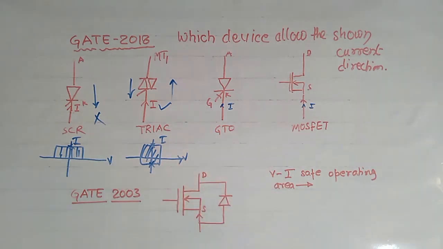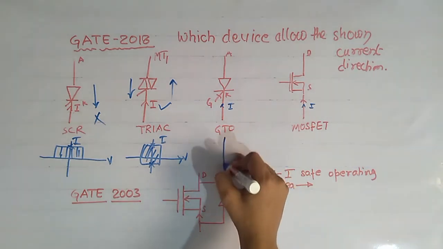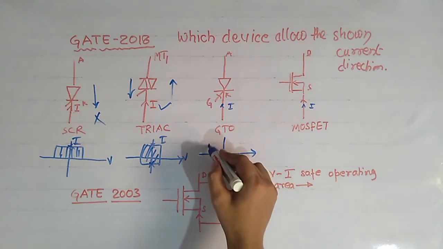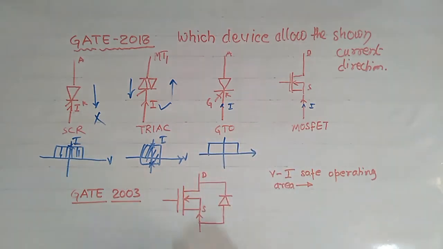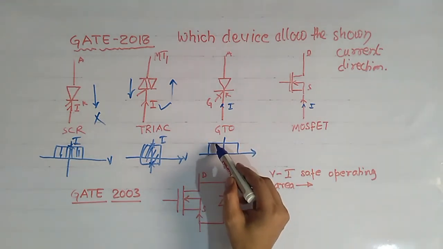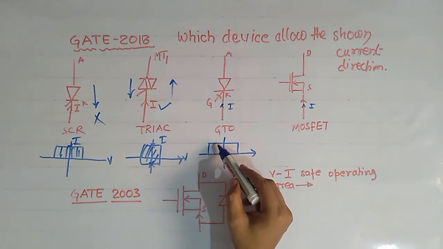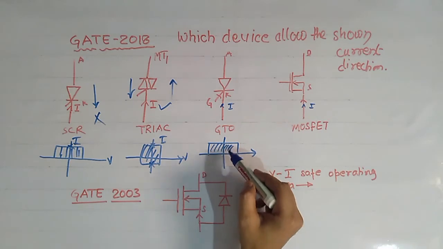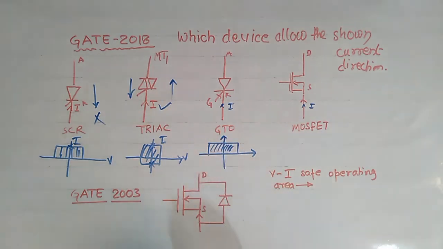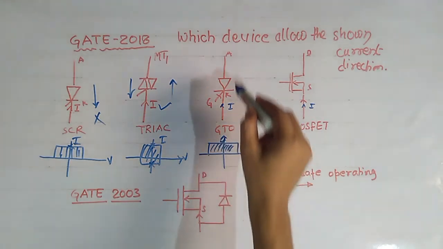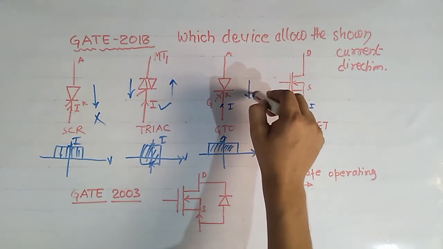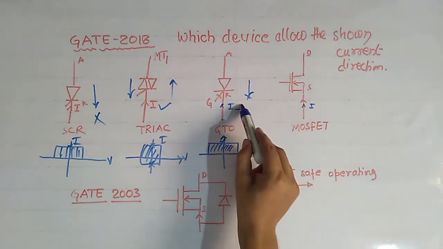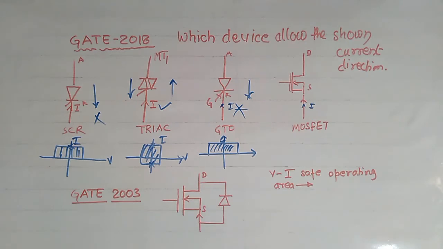Now the third is the GTO. We know that the safe operating area of a GTO is given like this. GTO allows current in the positive direction only, so it will allow current from anode to cathode only, that is in this direction. So it will not allow this direction of current, so this is not correct.